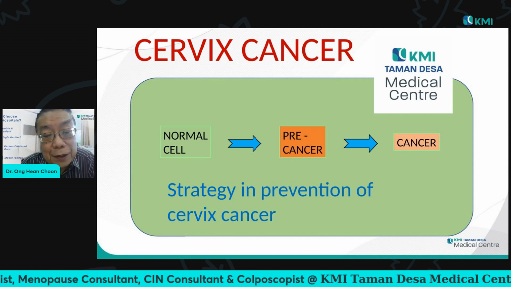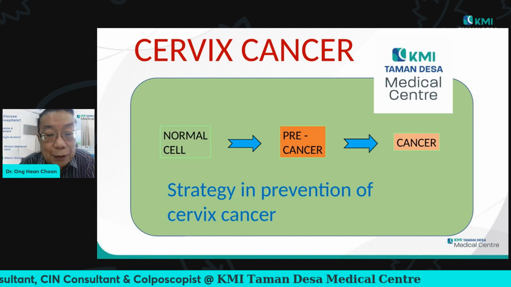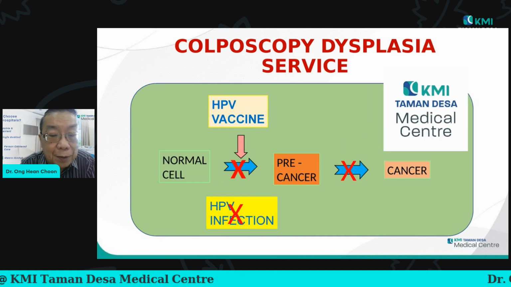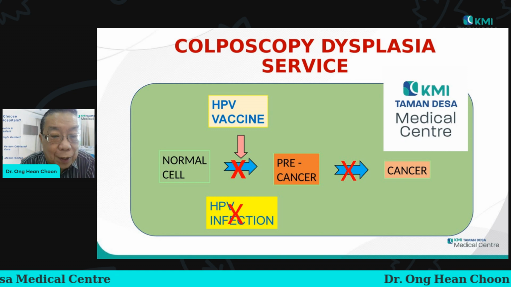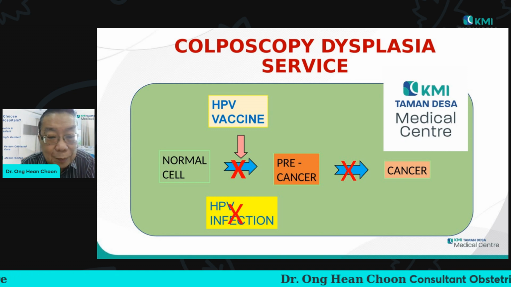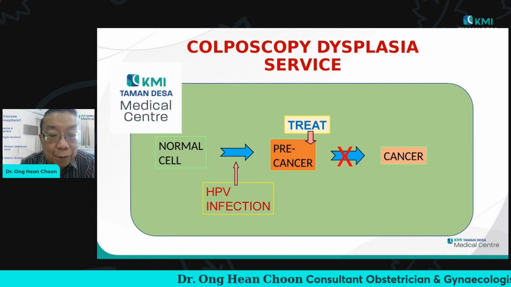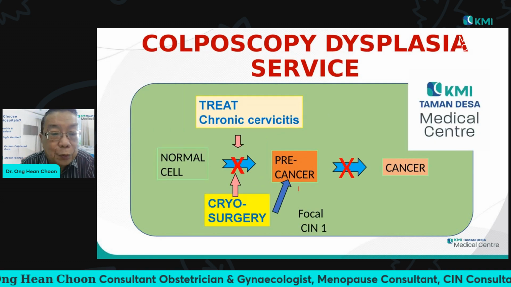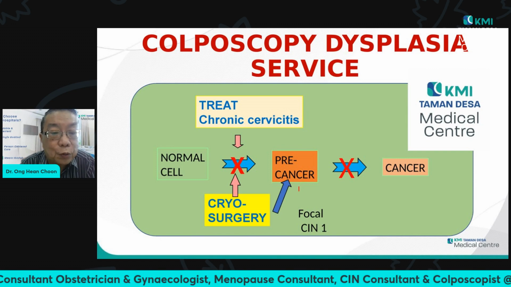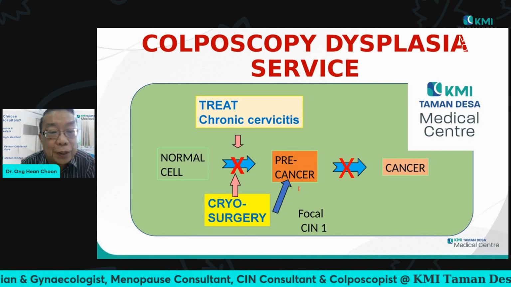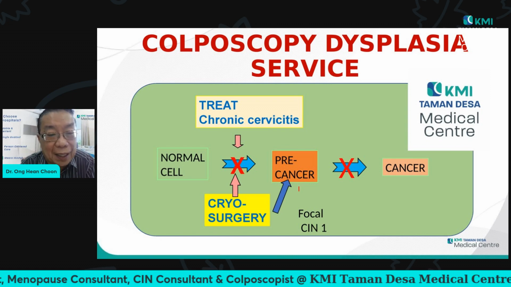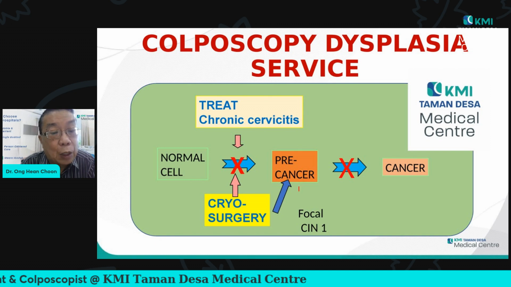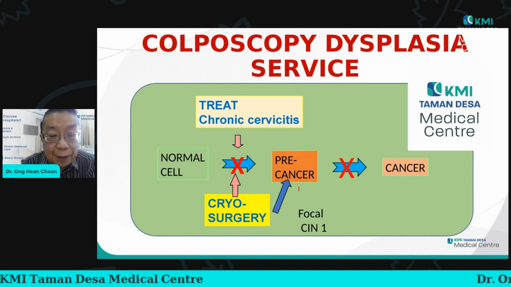So to sum up, the strategy for prevention of cervical cancer is, as I mentioned, vaccination, that's one. Two is treatment of CIN. Also treat chronic cervicitis. Don't be too complacent about this condition, even though you think it's purely and perfectly benign. Don't leave it untreated. Cryosurgery is a very safe, painless outpatient procedure that takes less than 5 minutes.